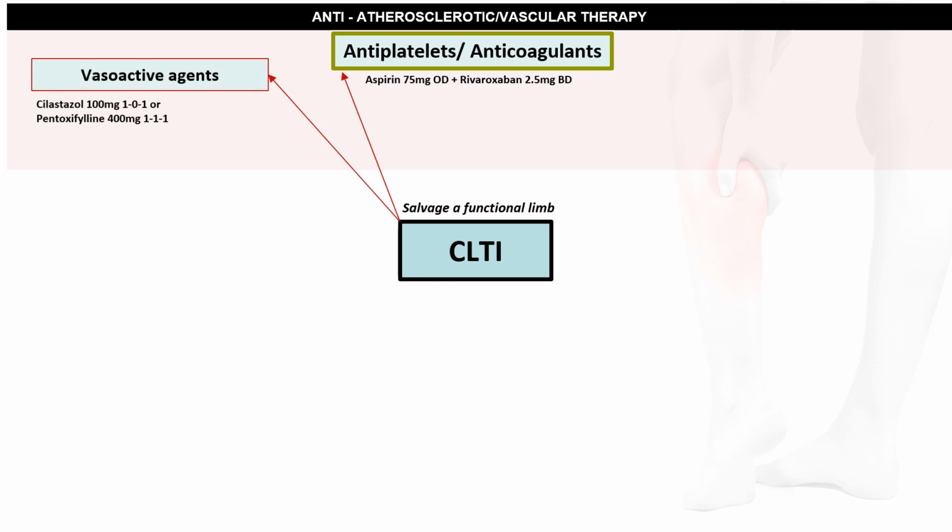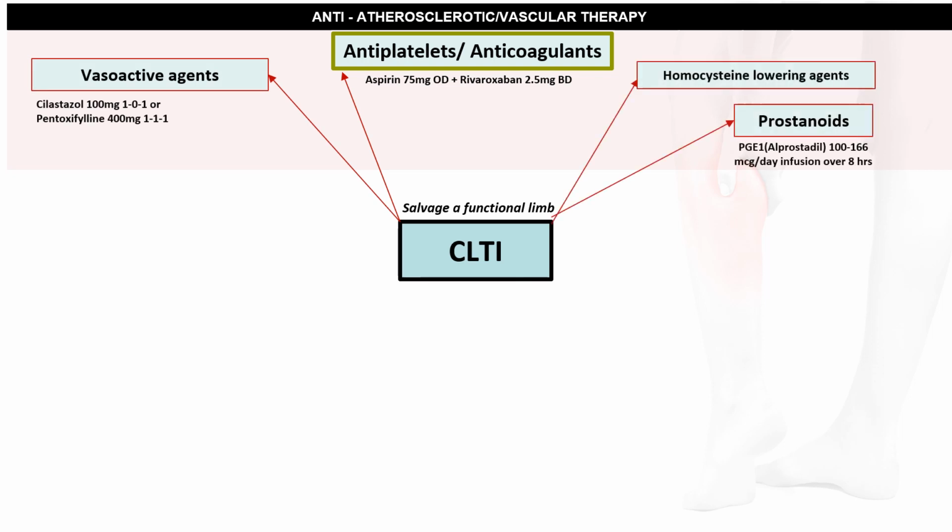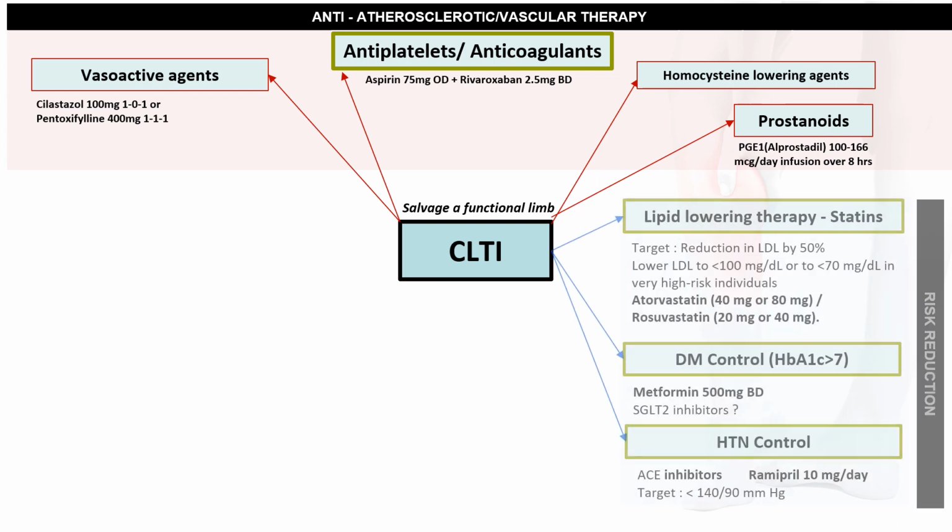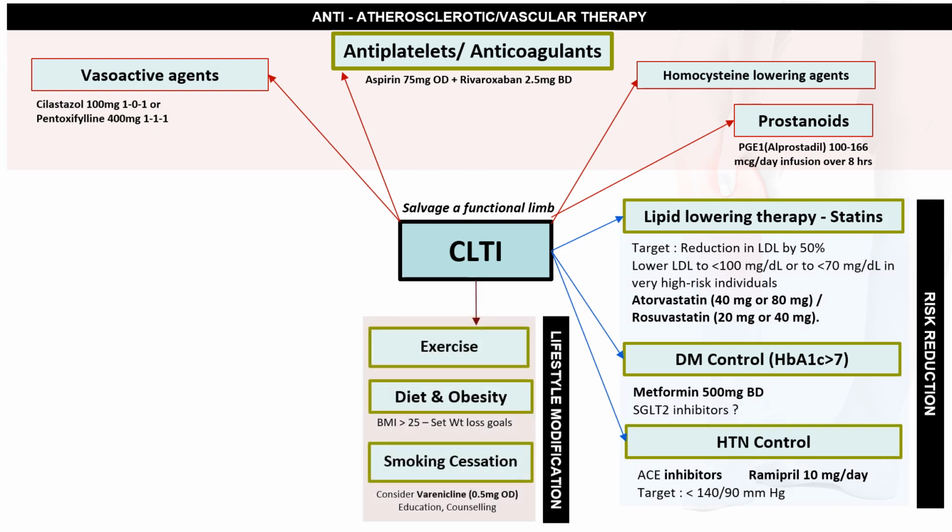Now, in CLTI, the salvage of a functional limb becomes important. So dual pathway inhibition, vasoactive agents, homocysteine lowering agents, and prostanoids, to reduce rest pain and aid wound healing, may be warranted. The one used in our institute is PGE1 or alprostadil at a dose of 100 to 166 microgram per day infusion over 8 hours, which can be given as a 3-day or a 5-day regime depending upon your institutional protocol. The risk reduction as well as the lifestyle modification remains the same.